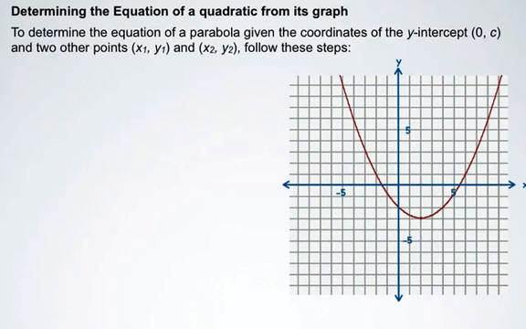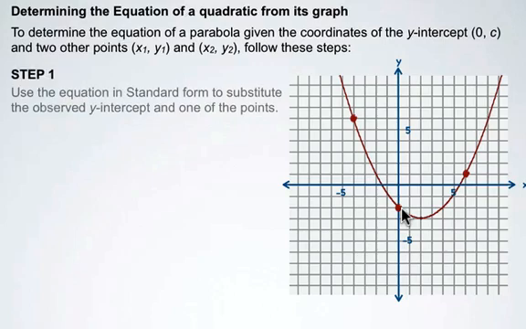Here is our parabola that we are going to determine the equation in standard form. We're going to look for 2 points. Here is our first point. Here is our y-intercept. And we'll need another point. This is our x1, y1. This is our x2, y2. And this is our y-intercept.